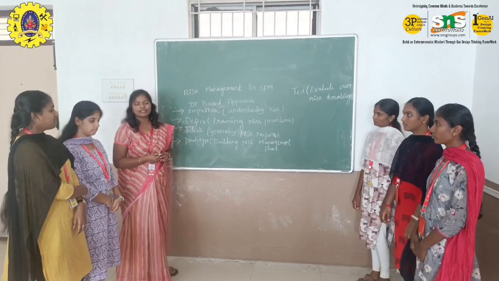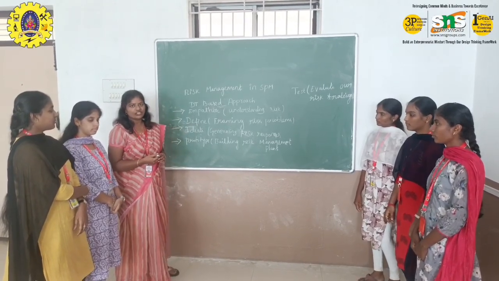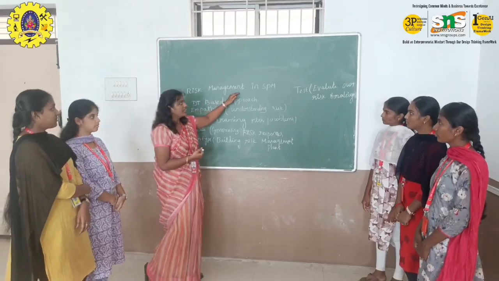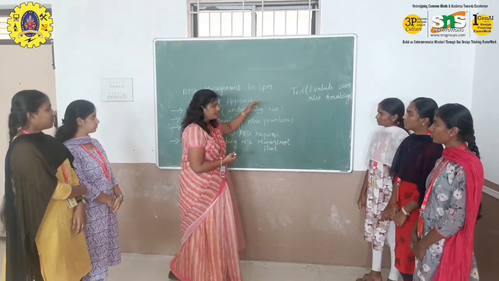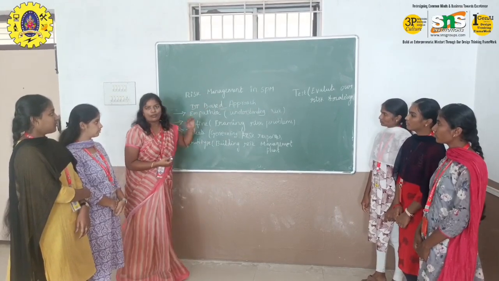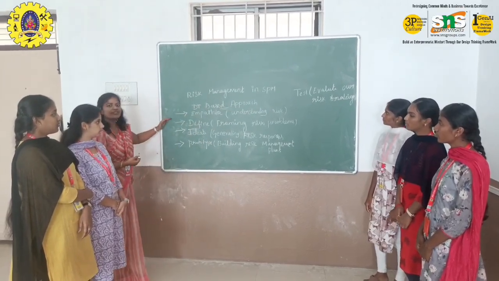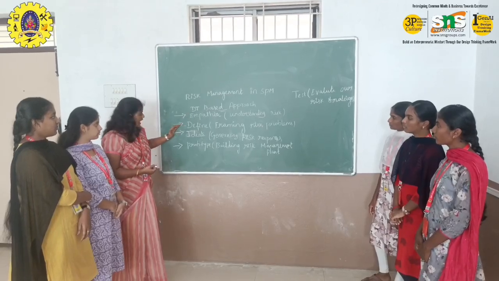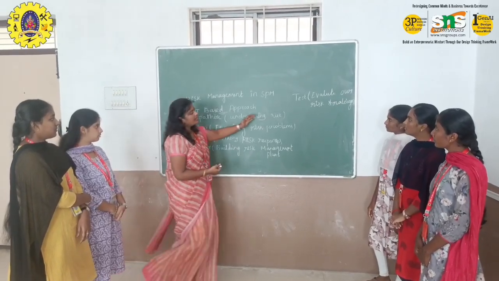As an assistant professor in the Department of Information Technology, here we are going to explain the concept of risk management in software project management systems by the design thinking based approach. In this approach, we have five phases. The first one is empathize, define, ideate, prototype, and then testing.